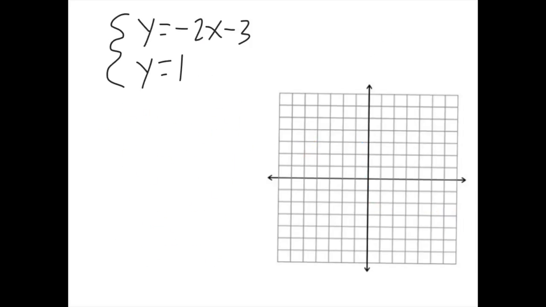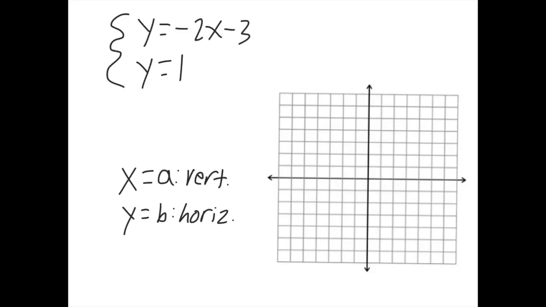So notice with this one, we have y equals negative 2x minus 3, and then y equals 1. Remember, back when we first learned graphing, if you have x equals some number, we'll call it a, then that's going to be a vertical line at whatever a is. And if you have y equals b, it's going to be a horizontal line at whatever b is.